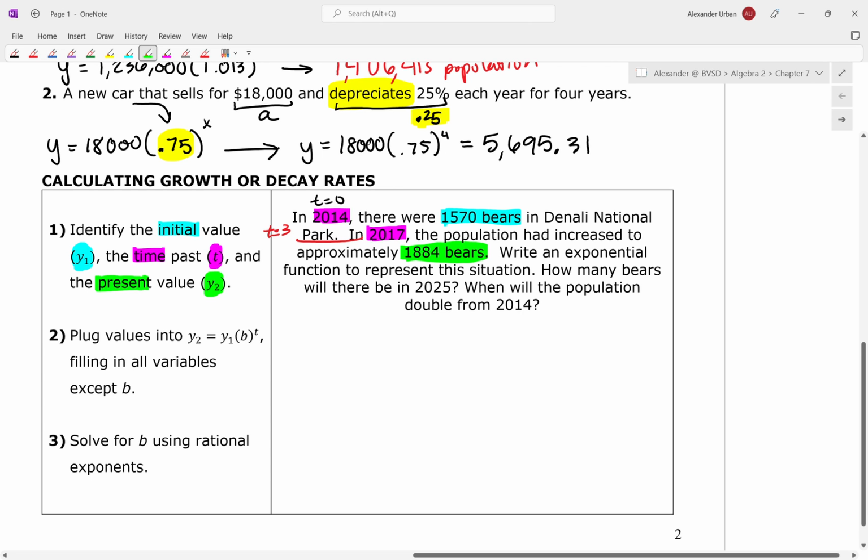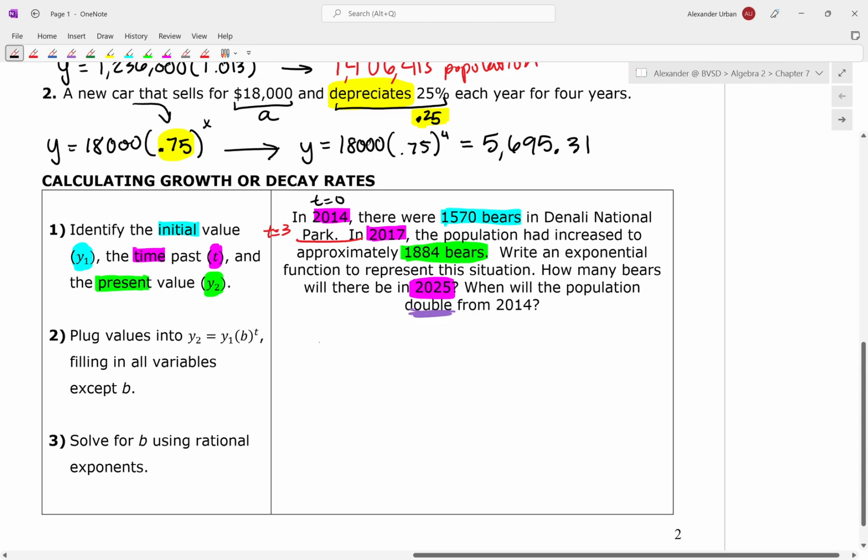We need to write an exponential function to represent this situation. Then we need to figure out how many bears there will be in 2025, and then we'll just need to try to do some guess and check to see when we will double. So that's the last important one. So let's set this up.